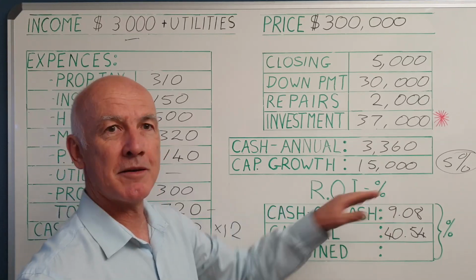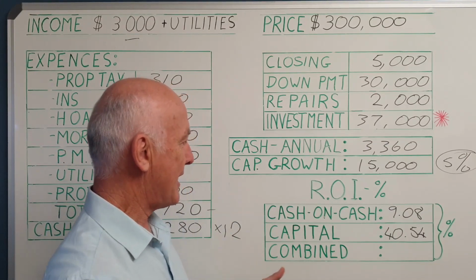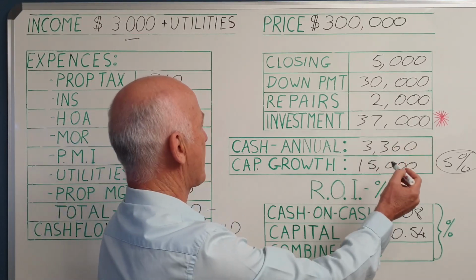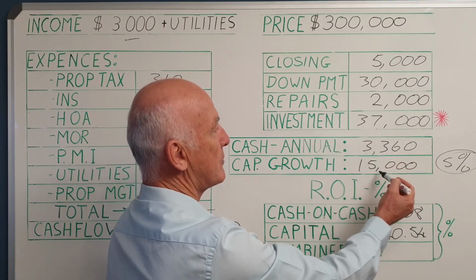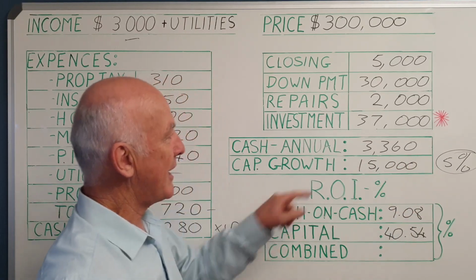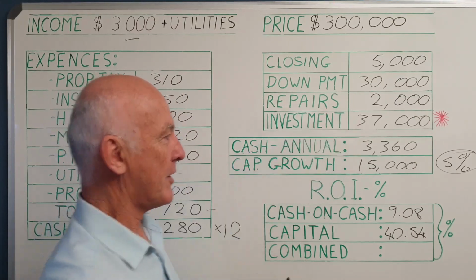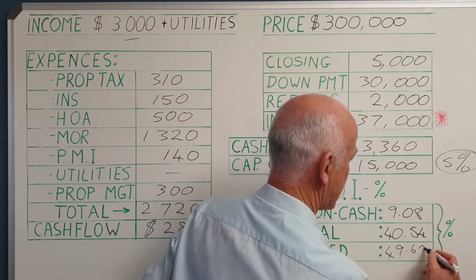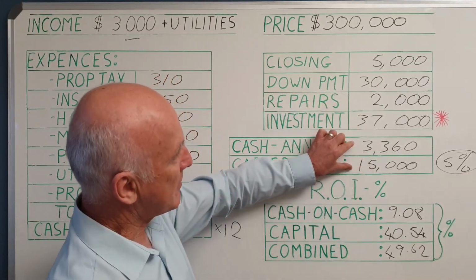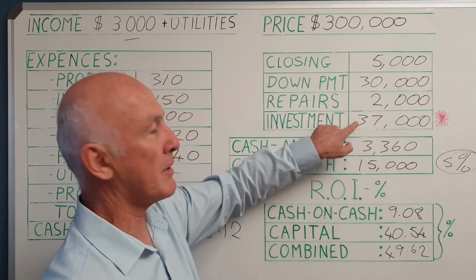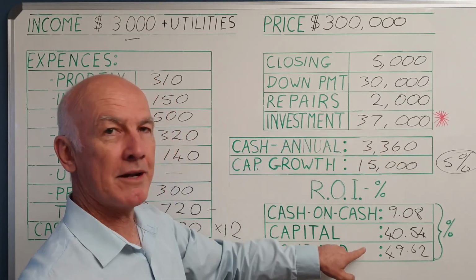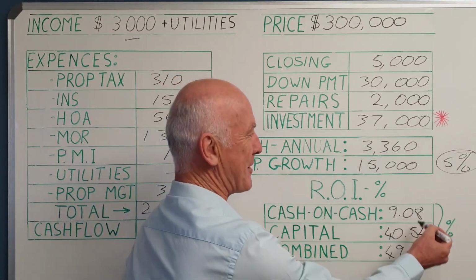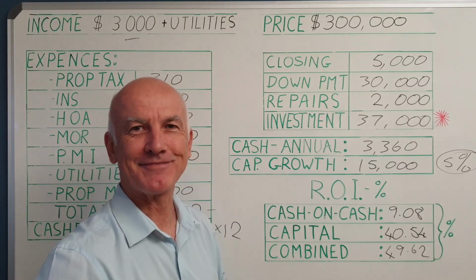Your cash on cash is 9.08%. And then when you combine the two, you're saying, what is my total cash and my total capital growth for the year? You add the two of those and you get your 18,360, and you divide that by the 37,000 and you get to 49.62%. So it's the total of these two divided by your total cost that gives you your combined return on investment. And then by some magic of mathematics, if you take those two numbers and add them, you get to the same number.